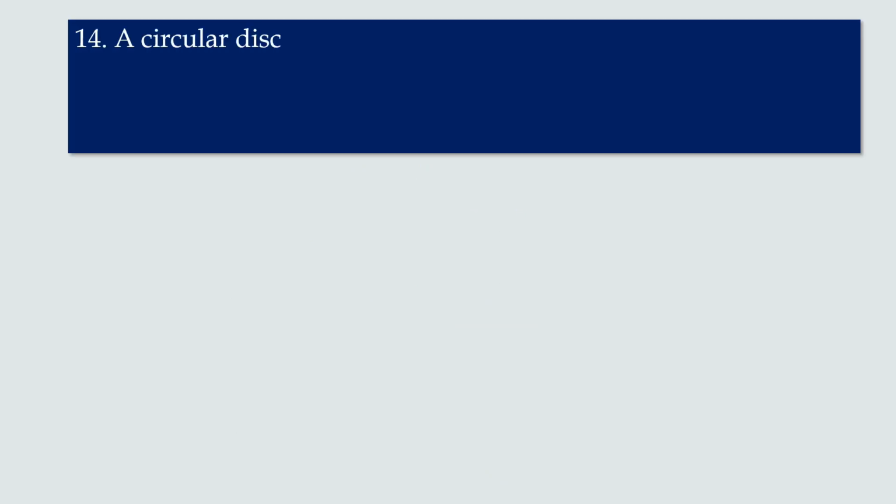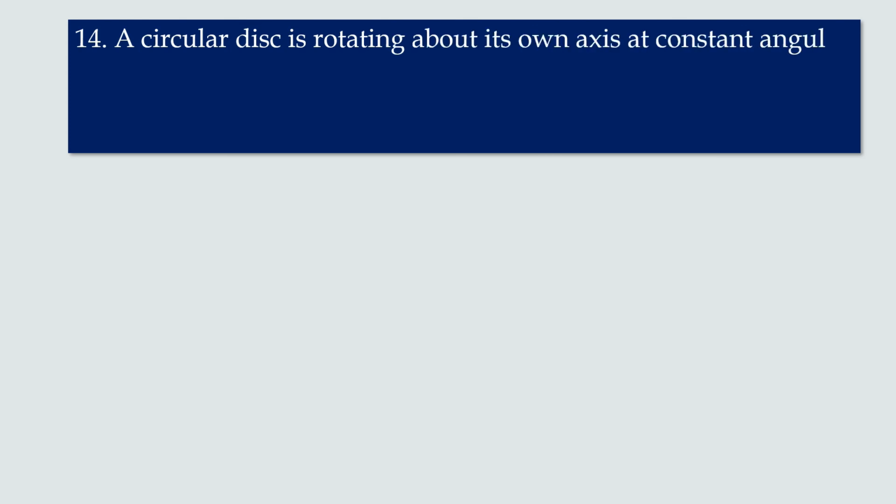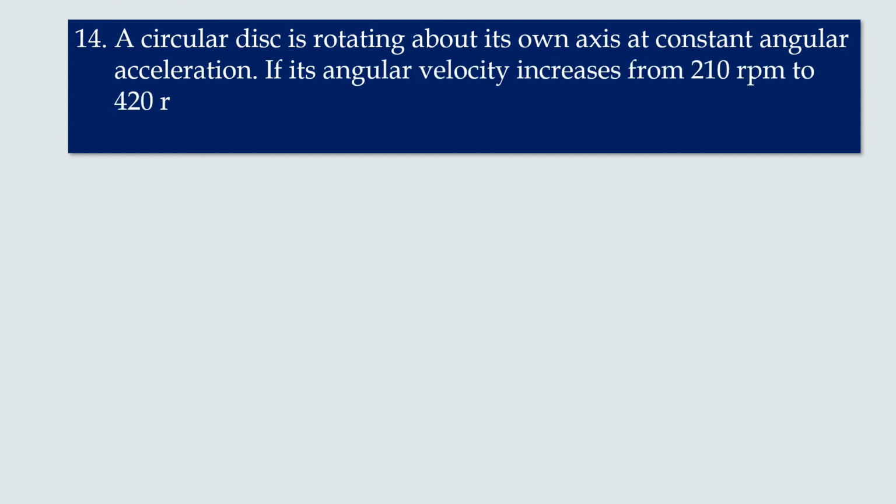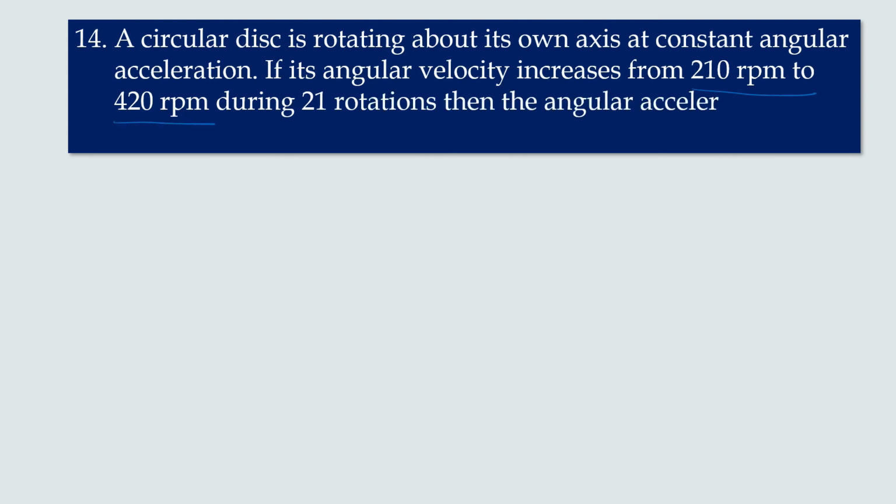A circular disc is rotating about its own axis at constant angular acceleration. If its angular velocity increases from 210 rpm to 420 rpm during 21 rotations, then the angular acceleration of the disc is? Now let us go to the solution. Here we have to calculate angular acceleration.